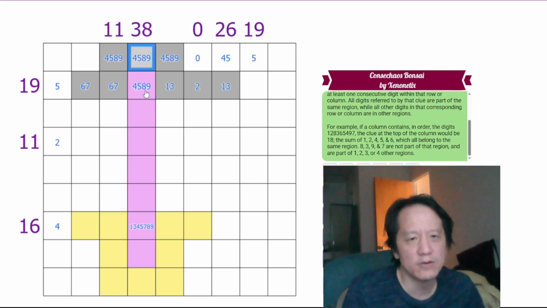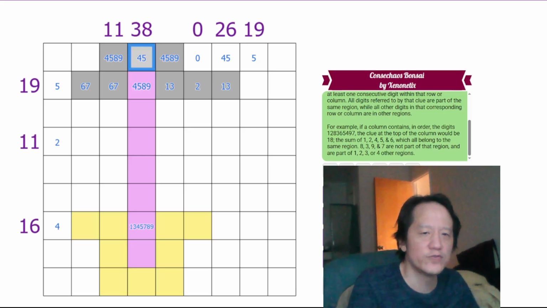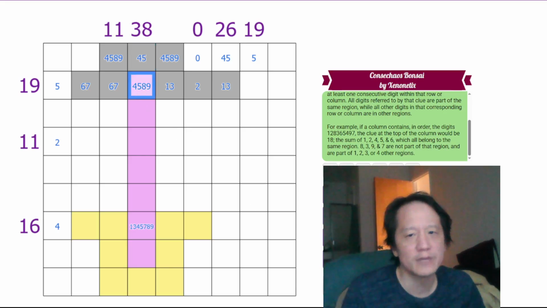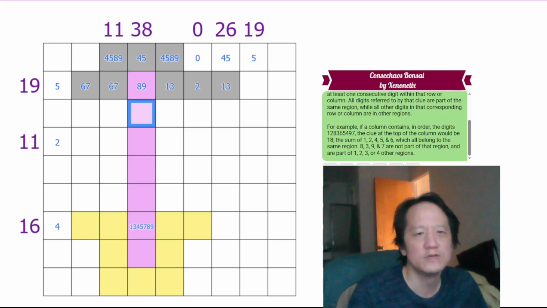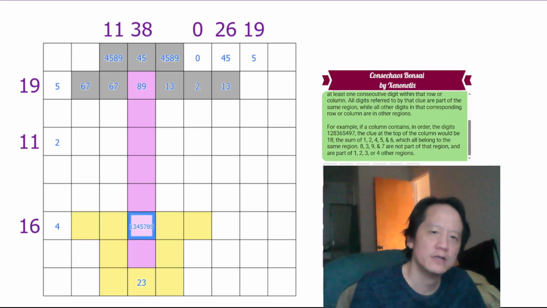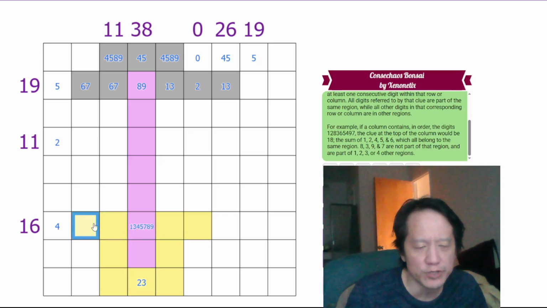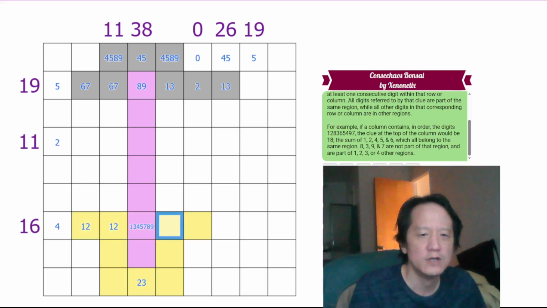This cannot be 8 or 9, because this is 4 or 5, which means this cannot be the corresponding 4 or 5, so this would be 8 or 9. So this is 2 outside. This would have to be 2 or 3. But we know in this region, we have to have a 2. So this can't be 2 and 3. This must then be 1, 2, 6, and 7, adding up to 16.